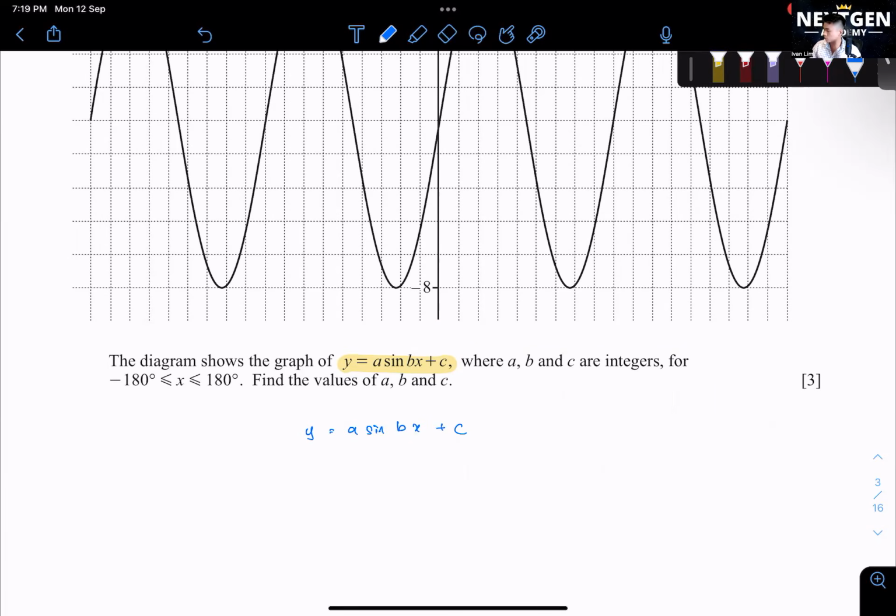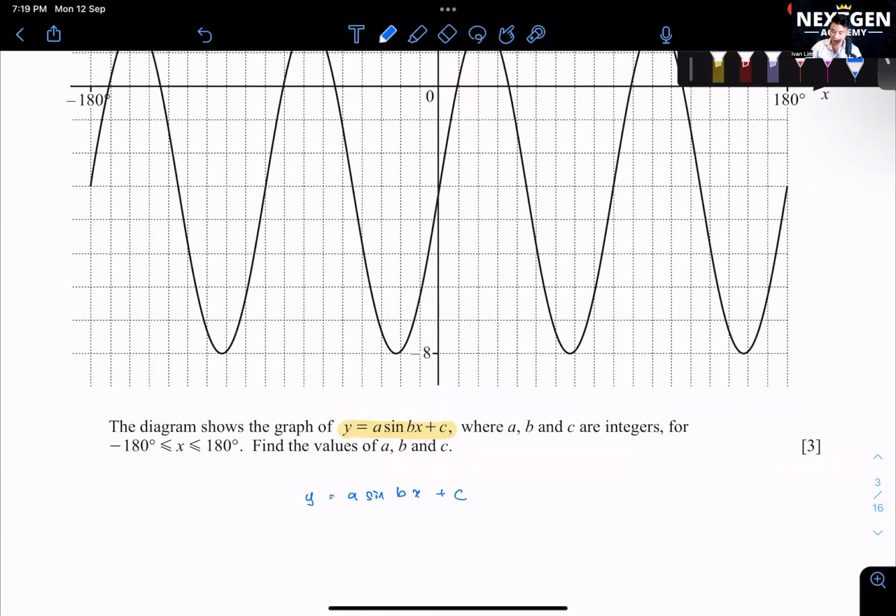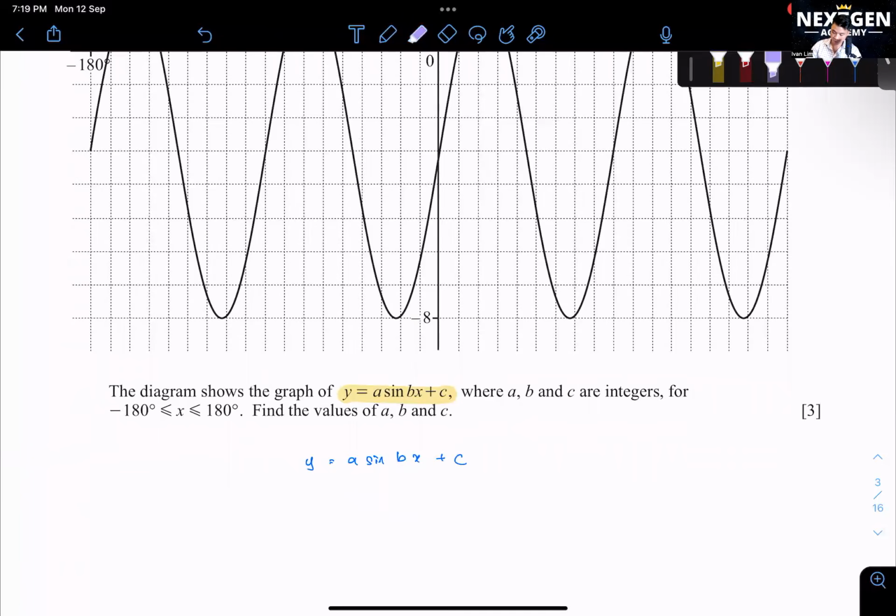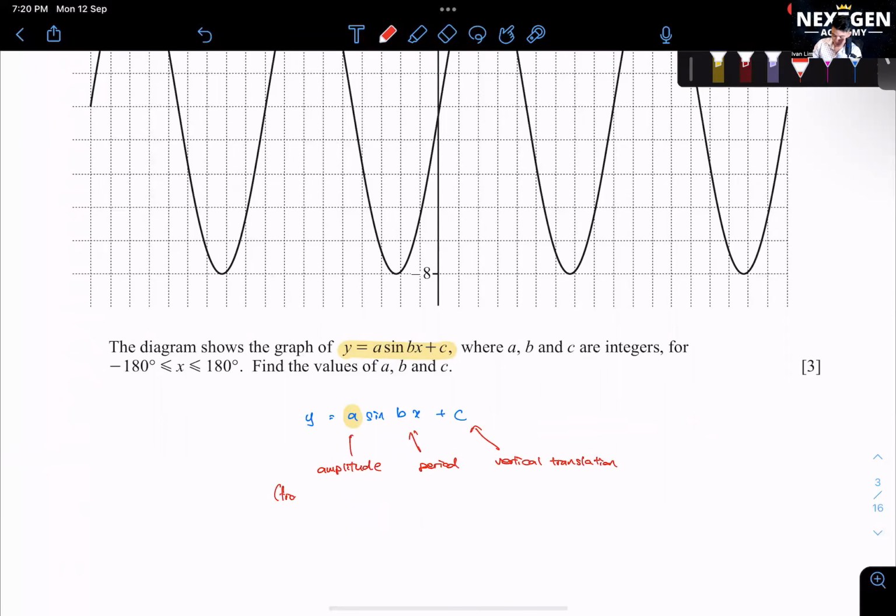This question always comes out. They will give you some sort of sine, cos, or tangent graph. Just a recap: A is amplitude. B is you calculate your period. C is your vertical translation. Amplitude means from middle to highest or lowest.